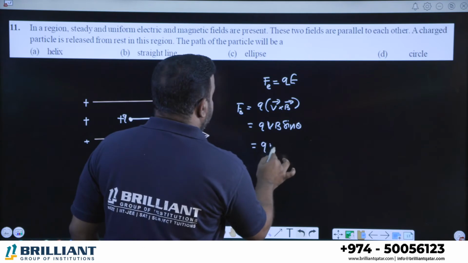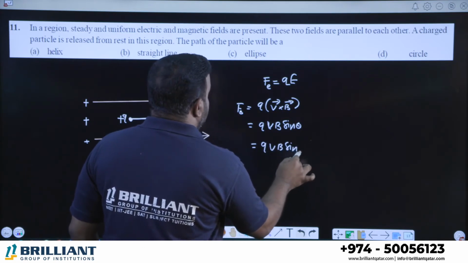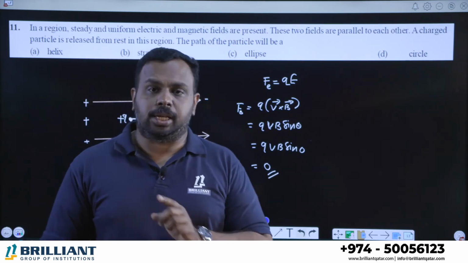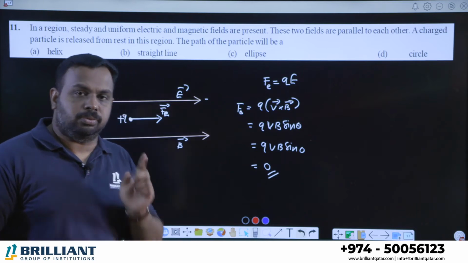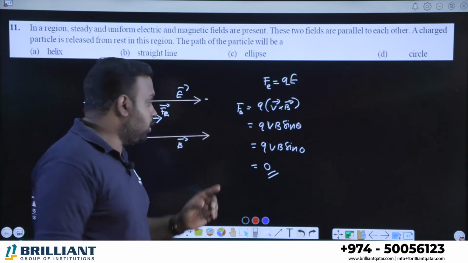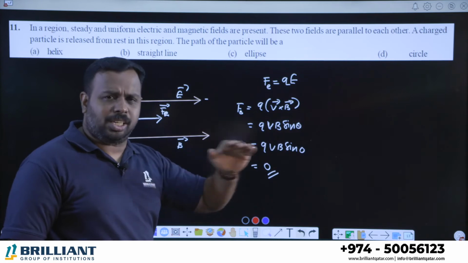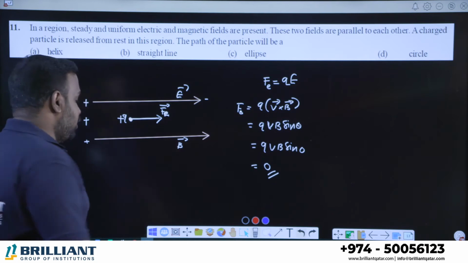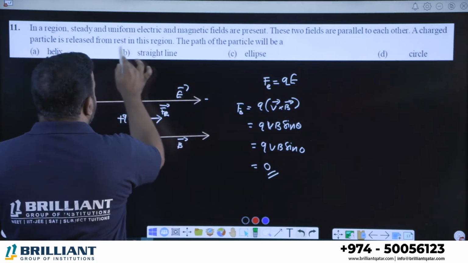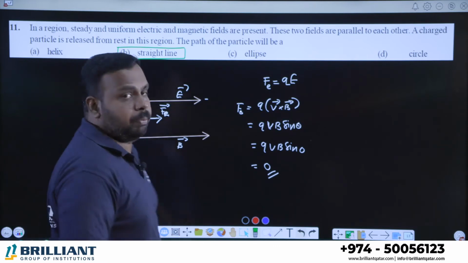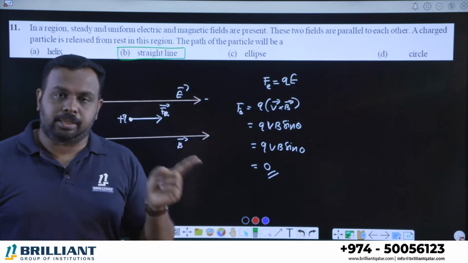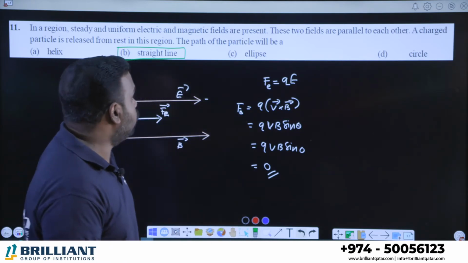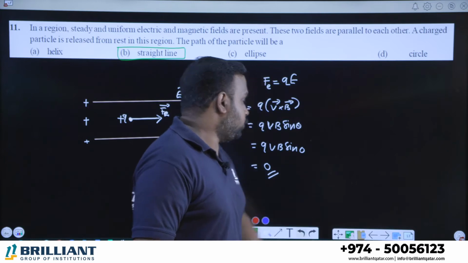So what we get? QVB sine 0. Sine 0 is equal to 0. So the magnetic force on this particle will be 0. There is no magnetic force acting on this particle. Only electric force is there. And due to that electric field, we already got an idea that the charge is moving in a straight line, right? There is no magnetic force. So what is the answer for this question? It is a straight line. Okay, so be careful. We have applied both ideas, electric force and magnetic force, and checked the directions. Got it? Yes.